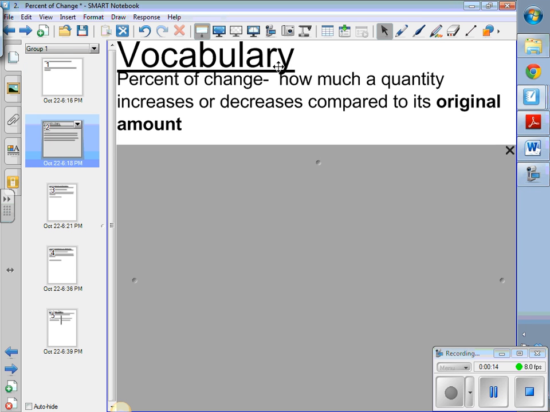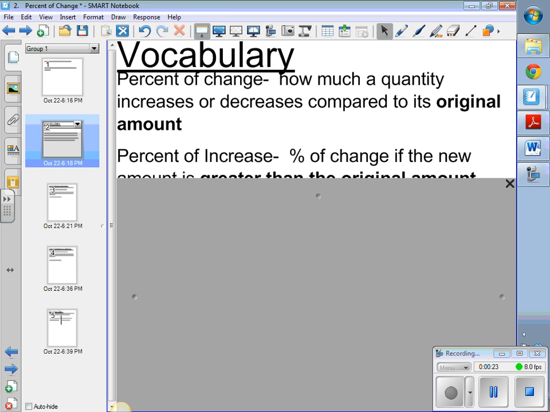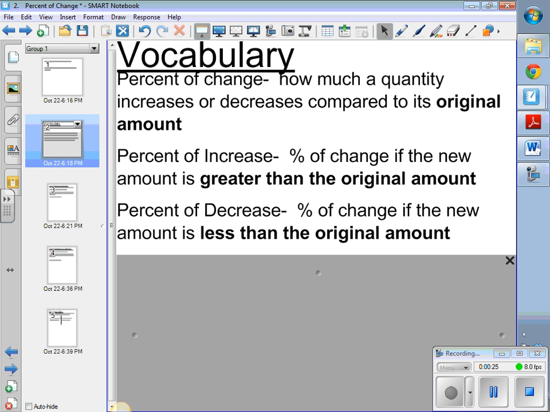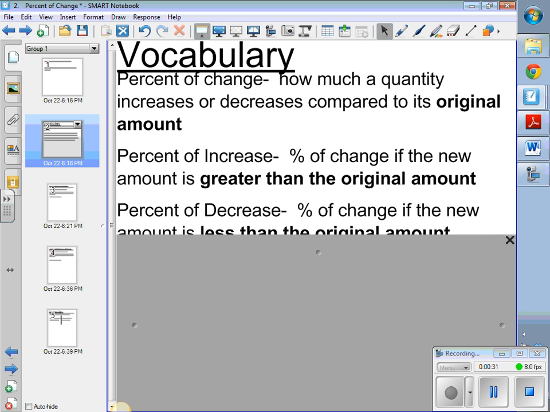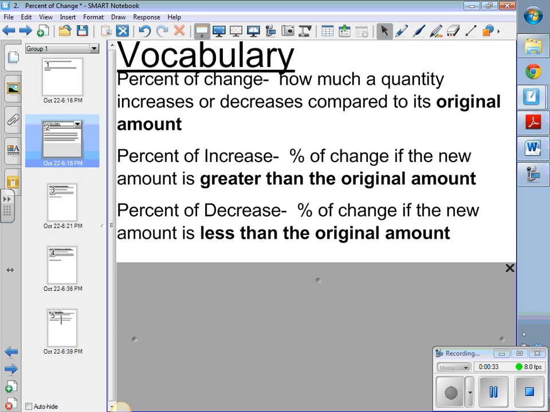Vocabulary. Percent of change is how much a quantity increases or decreases compared to its original amount. Percent of increase is the percent of change if the new amount is greater than the original amount. And the percent of decrease is the percent of change if the new amount is less than the original amount.